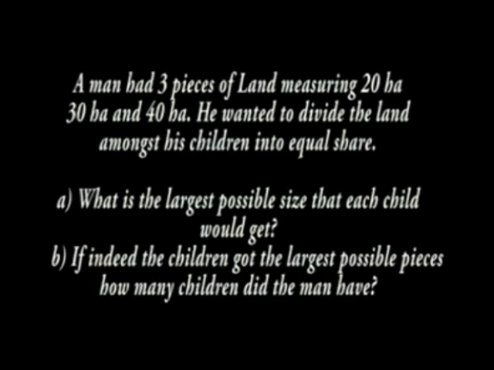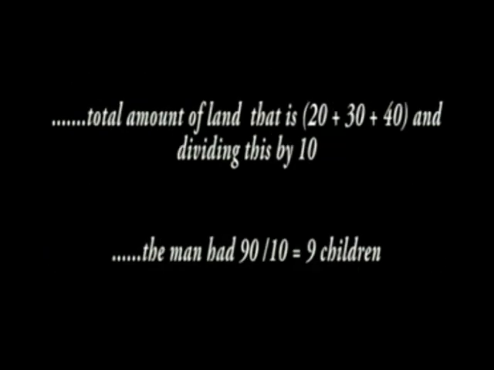For section B, if this happened, we can get the number of children by finding the total amount of land, that is 20 plus 30 plus 40, and dividing this by 10. Therefore, the man had 90 over 10 children.